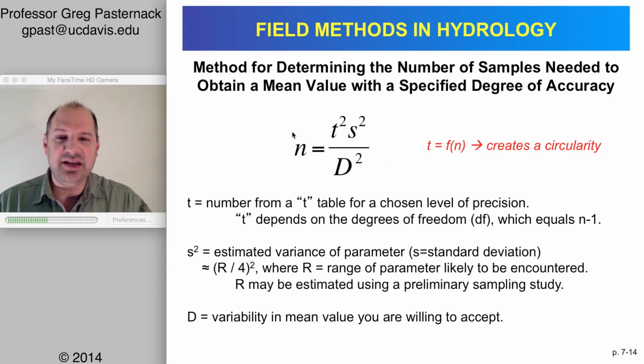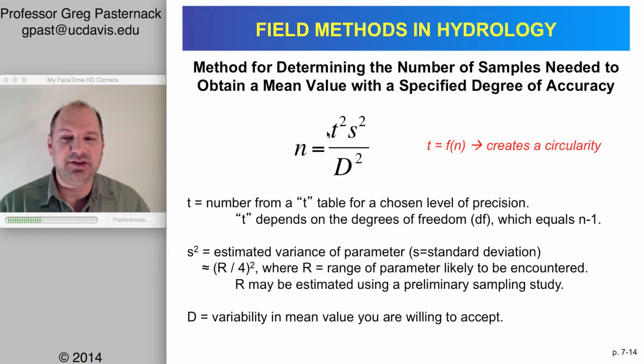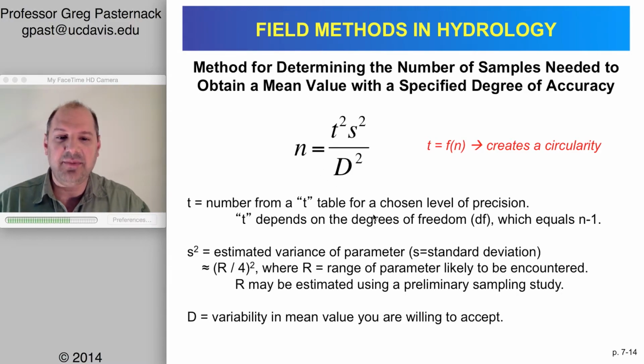So N is the number of samples you need. T is a number from a T table for a chosen level of precision, which could be like knowing to within a 95% confidence, for example. It depends on something known as the degrees of freedom, which equals N minus 1. S squared is a measure of the variance. Like we use S for standard deviation, so S squared is the variance.